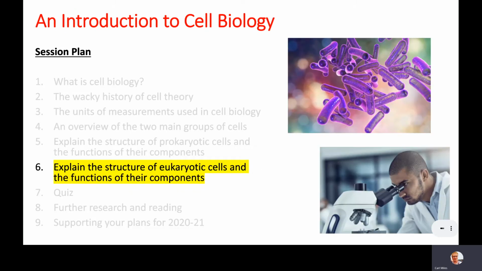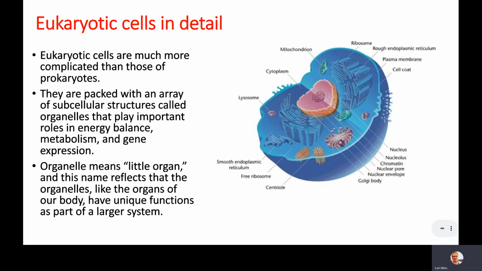So now let's move on to our sixth topic, where we look at the structure of eukaryotic cells and then the functions really of their components. Our eukaryotic cells are much larger and much more complicated than those that we saw from the prokaryotes, the bacterial cells that we discussed earlier. And we've got lots of these subcellular, much smaller inside structures, and we refer to those as organelles. Each organelle will have a specific function within the cell.